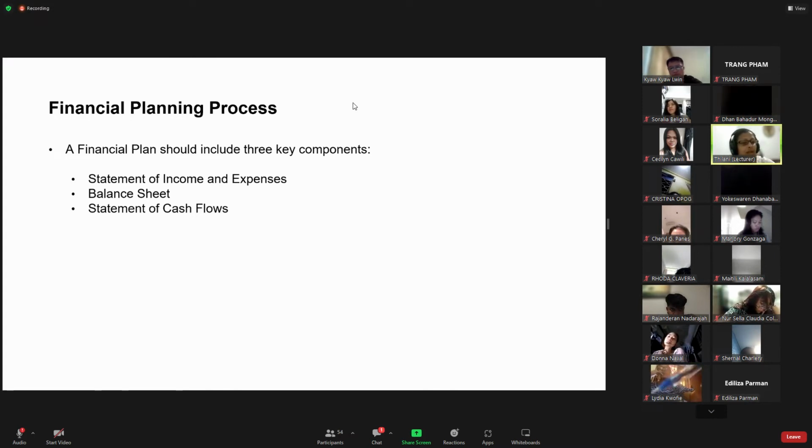Okay. So it should include these 3 key components, right? What we call the income and expense document. You need to have the balance sheet. You need to have the statement of cash flows as well.